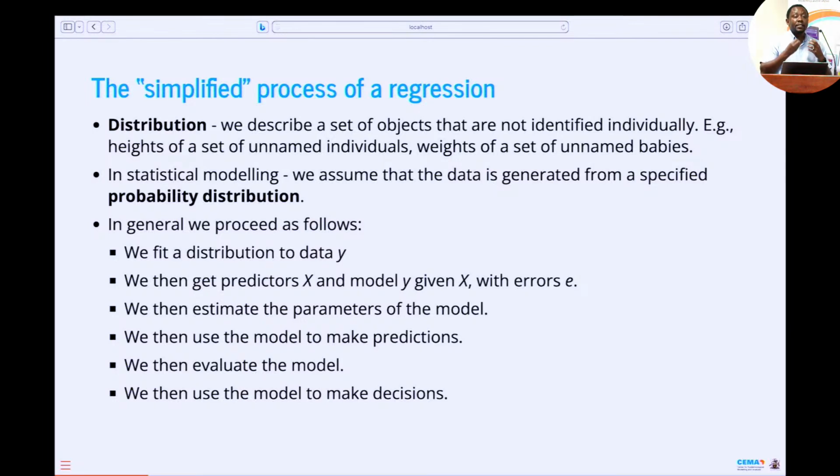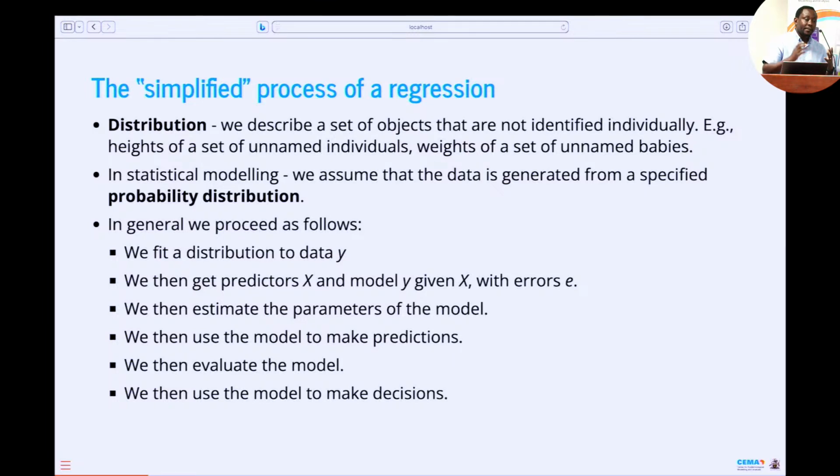So by distribution, often you're referring to this set of objects that are not identified individually. So e.g. heights of a set of unnamed individuals, like this class. If I take your heights, and then I plot those heights, that's an example of a distribution. And then you can observe how your distribution looks.